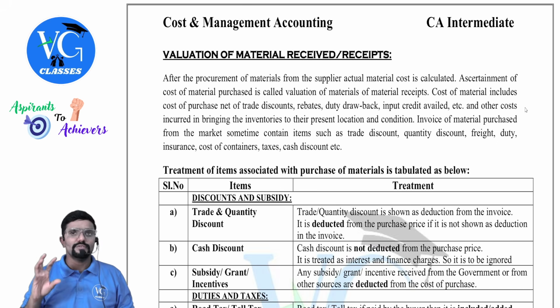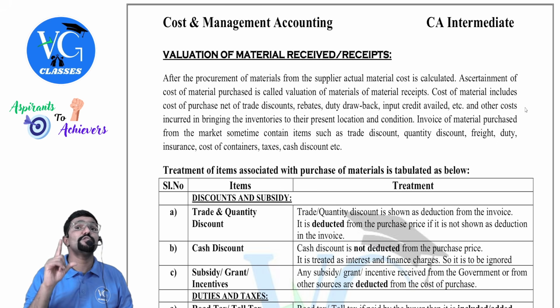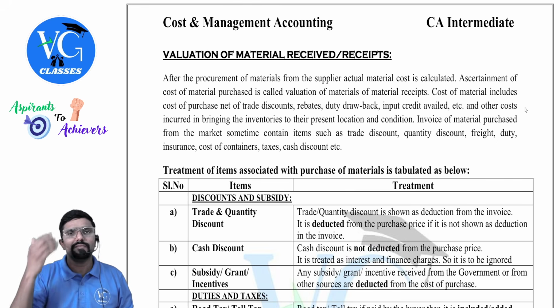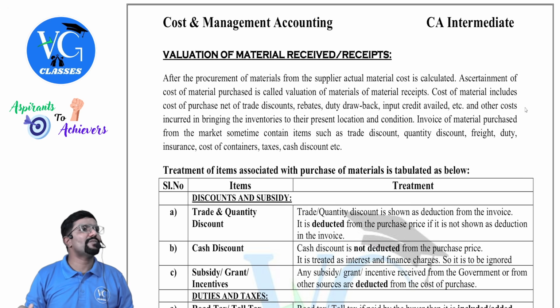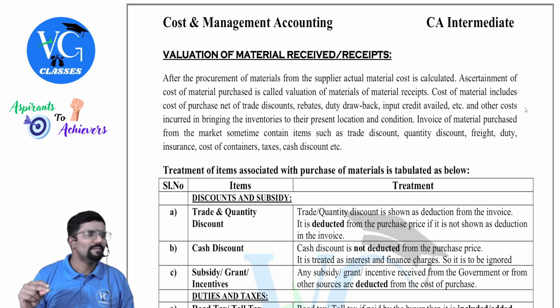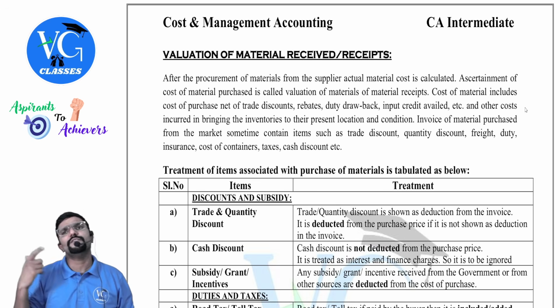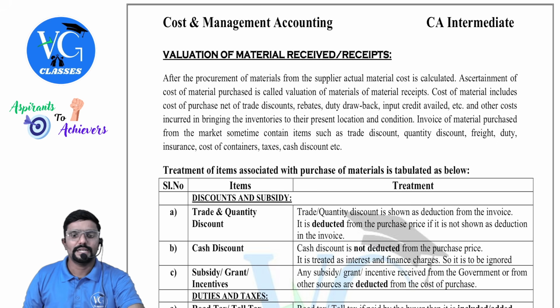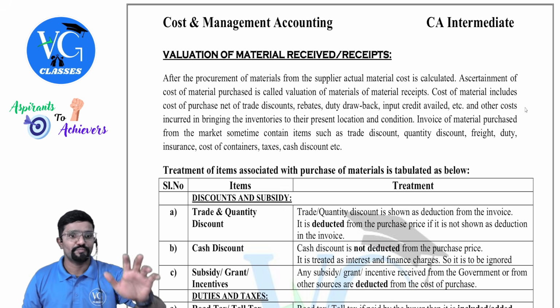We will understand. In this area you can also expect a numerical question, for 4 or 5 marks. They will give all the data and ask you to calculate the value of inventory, which is nothing but the purchase value of goods or inventory. Let us start with this.